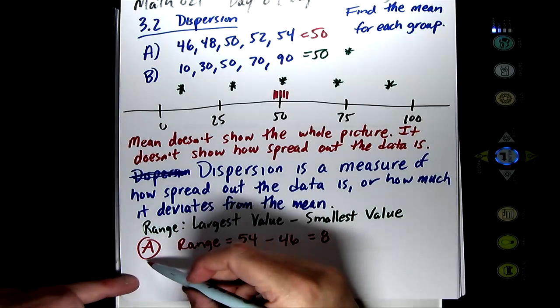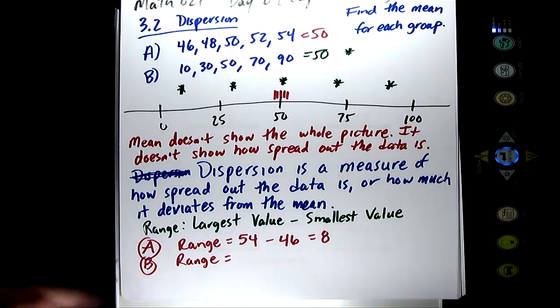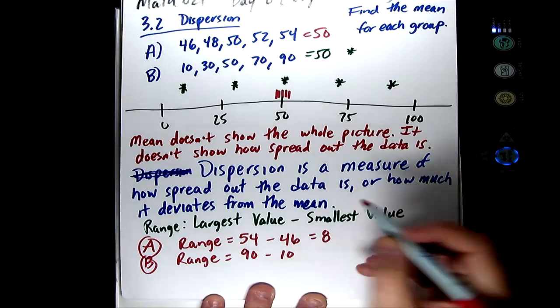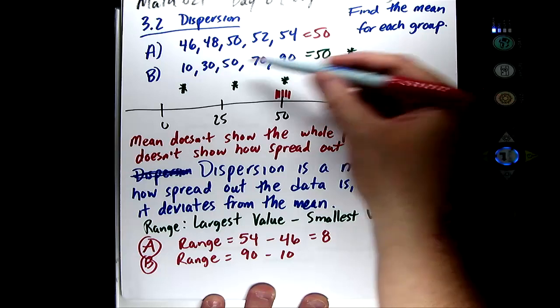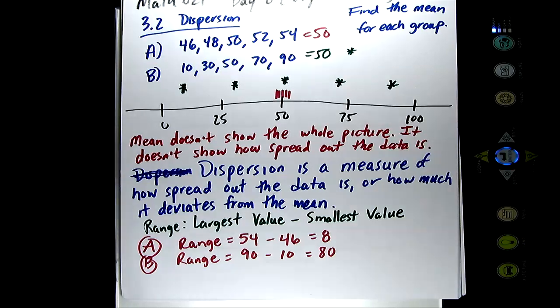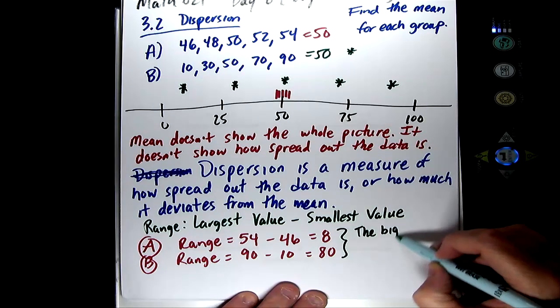What about B? What's the range for group B? 80. How'd you get that? 90 minus 10. 90 is the largest one. That matches up with what I see here. 10 is the smallest one. 90 minus 10 is 80. So the bigger it is, the more spread out it is. The bigger the range, the more the spread.